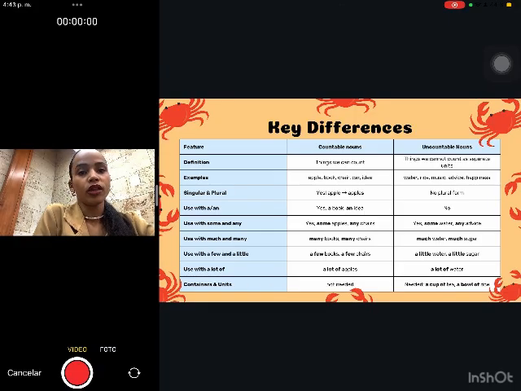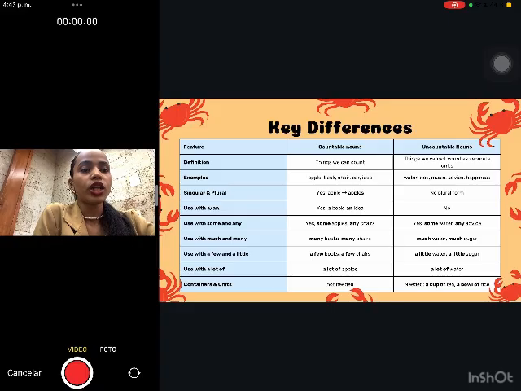We can use a and an with countable nouns. Example, a book, an idea. And with uncountable nouns, we cannot use a and an. We can use some and any with countable nouns and with uncountable nouns.